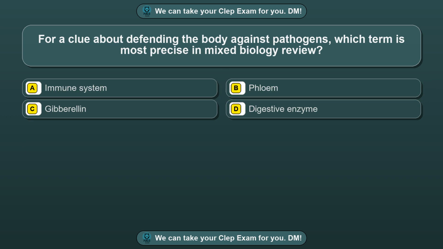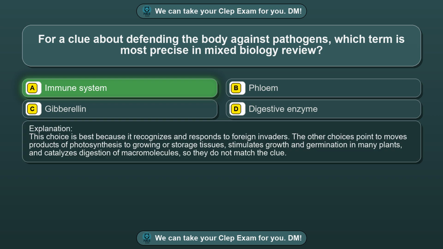Question 98. For a clue about defending the body against pathogens, which term is most precise in mixed biology review? Option A, immune system. Option B, phloem. Option C, gibberellin. Option D, digestive enzyme. The correct answer is option A, immune system. This choice is best because it recognizes and responds to foreign invaders. The other choices point to moves products of photosynthesis to growing or storage tissues, stimulates growth and germination in many plants, and catalyzes digestion of macromolecules, so they do not match the clue.